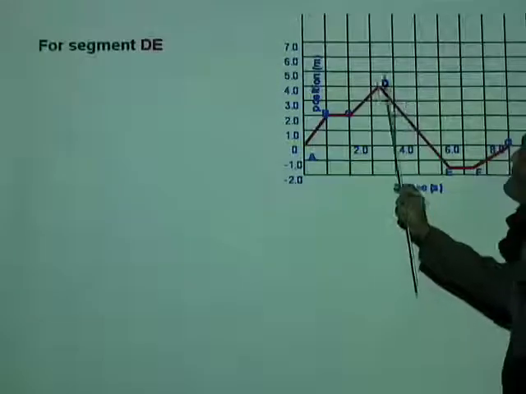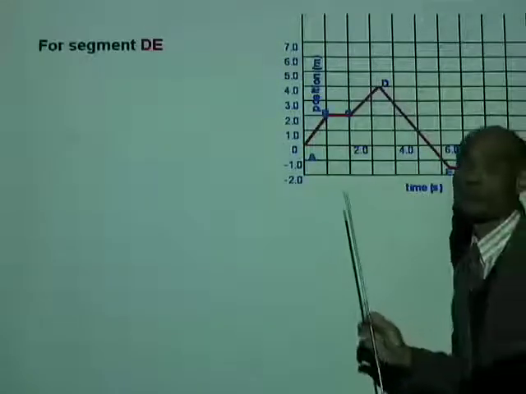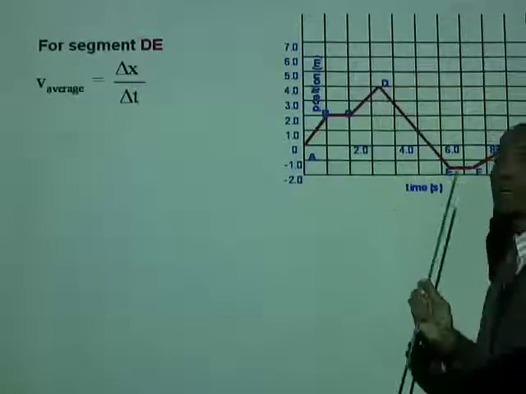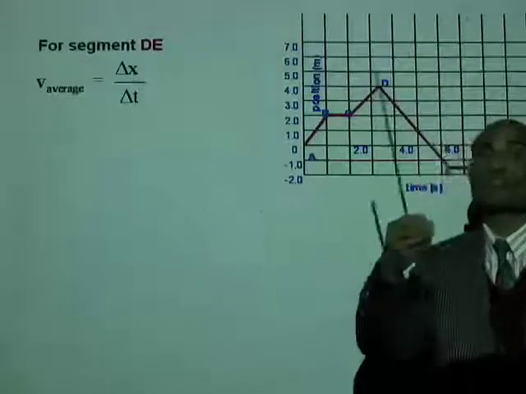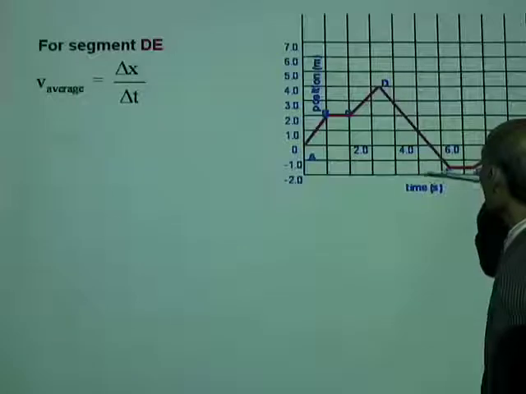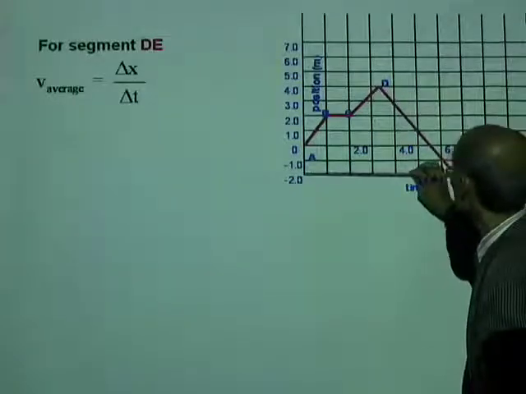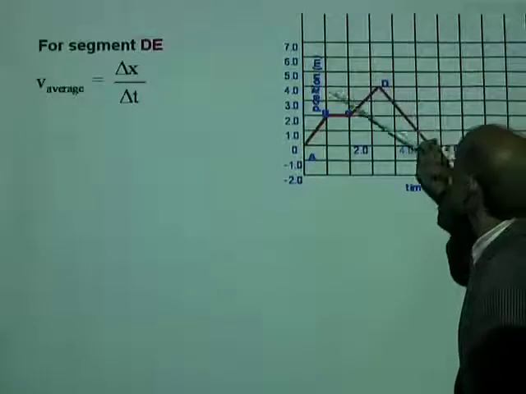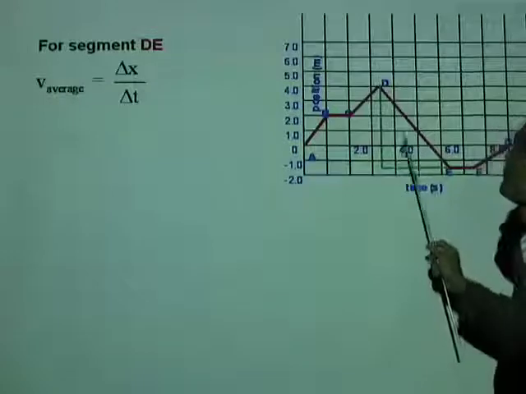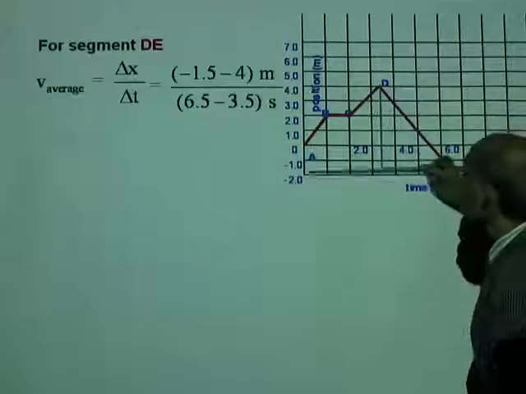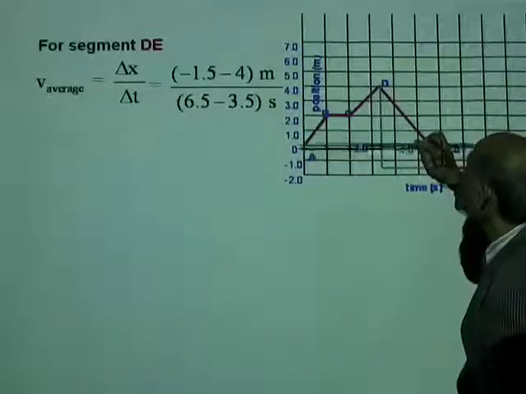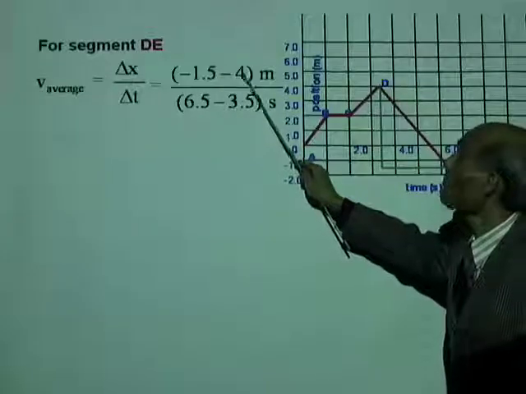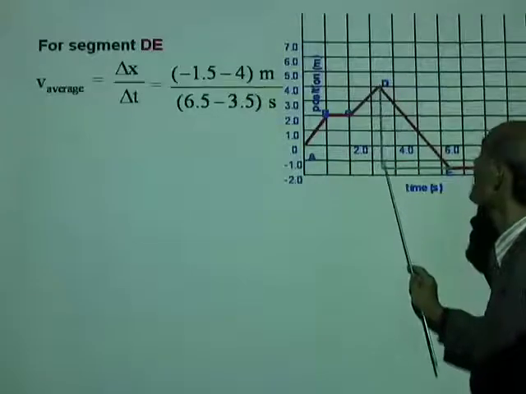Alright, how about the segment DE? Well, I want you to look here carefully. What is delta x? Remember, delta x is final position minus the initial position. What is the final position here? The final position is negative 1.5. What is the initial position? 4 meters. So that will be, final position is negative 1.5 minus the initial position is 4. Negative 1.5 minus 4 is the change in position delta x.